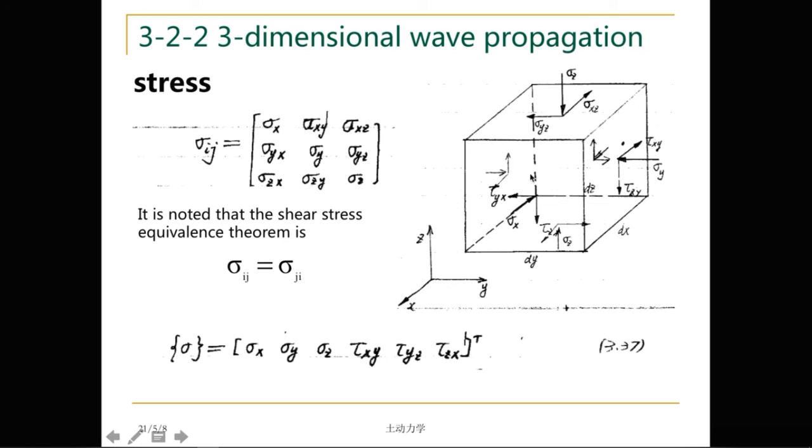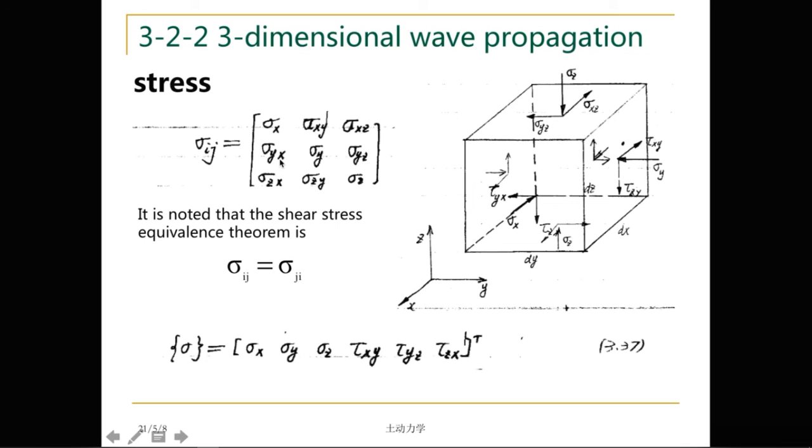Because the stresses acting on the related pair of surfaces are the same, totally we have nine stresses: three normal stresses and six shear stresses.